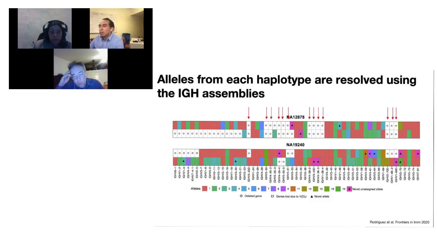NA12878, the European sample, has 13 genes that are homozygously deleted, as opposed to NA19240, the African sample, that has no genes deleted from both haplotypes.